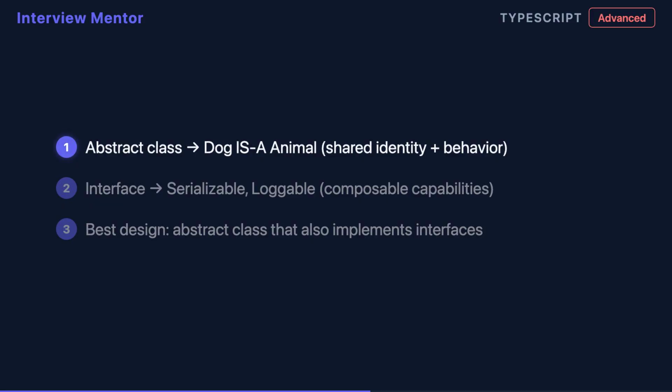Think about the relationship. Use an abstract class when subclasses share an is-a relationship. Dog and cat are animals, so they extend a shared abstract base that owns common behavior. Reach for interfaces when you want composable capabilities. Serializable, loggable, comparable. These describe what a class can do, not what it is.